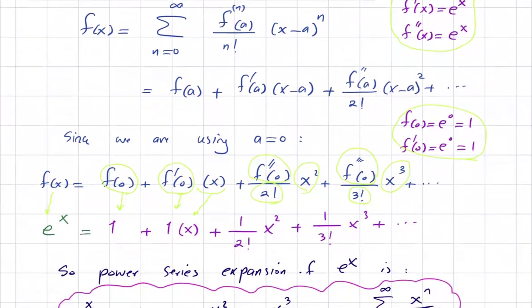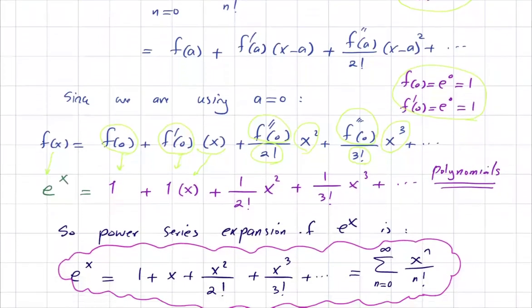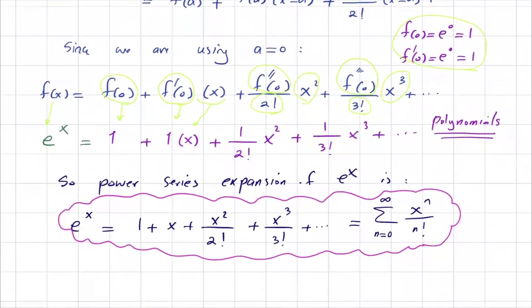So you end up with some polynomials, everybody. We are approximating the exponential function using the sum of polynomials. In compact version, e to the x can be written as the summation of x to the n divided by n factorial, starting from 0 and going to infinity.